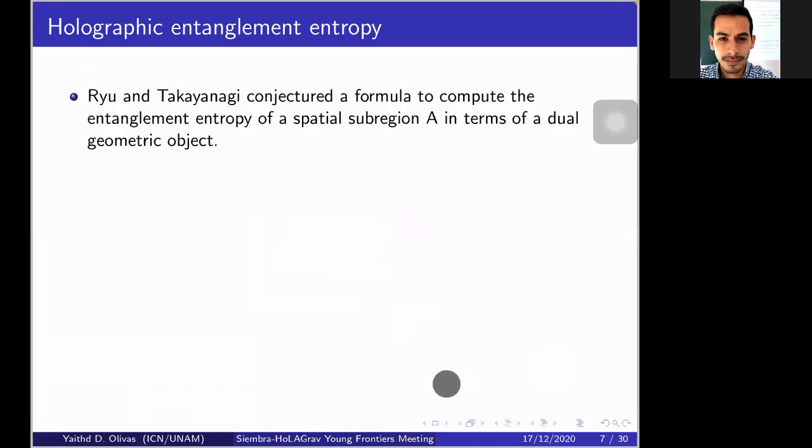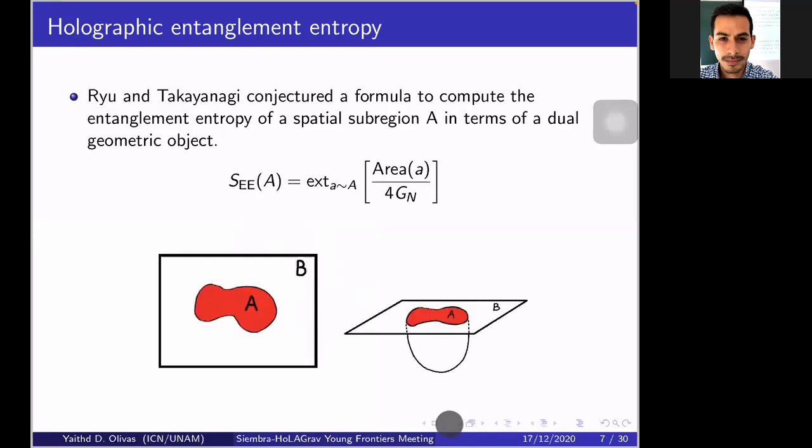Of course, we have a prescription to calculate holographically the entanglement entropy, and this was conjectured by Ryu and Takayanagi in terms of a dual geometric object in the bulk. Essentially, the formula is this one, and we are instructed to find a codimension 2 hypersurface in the bulk that is extremal and also that satisfies that it smoothly retracts to the region A. Then to compute the entanglement entropy, we have to take the one that has the smallest area.